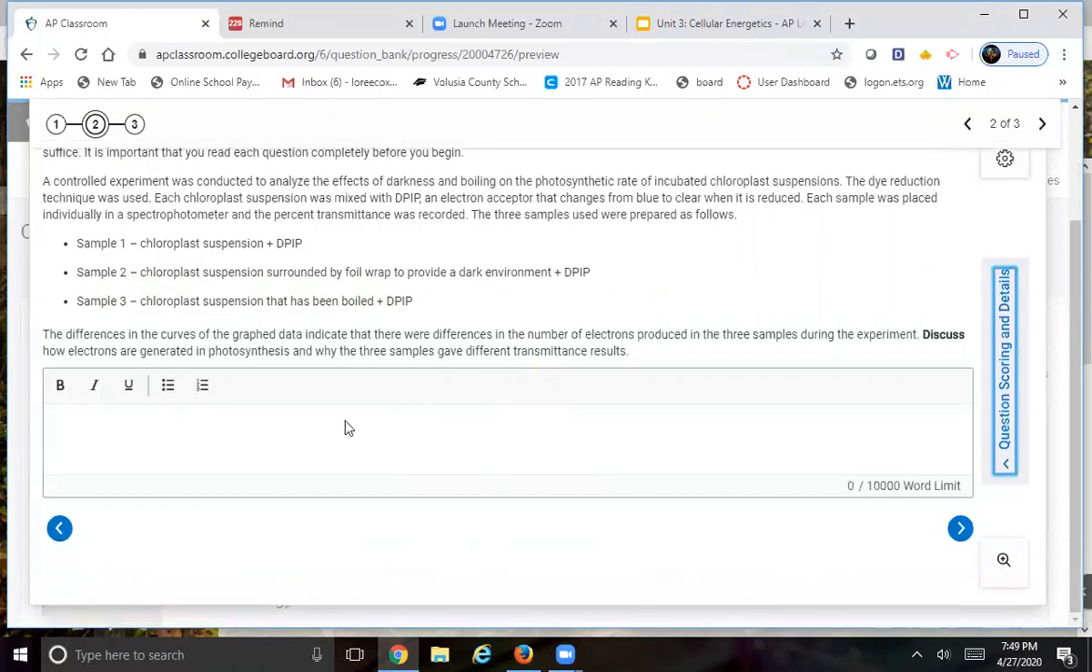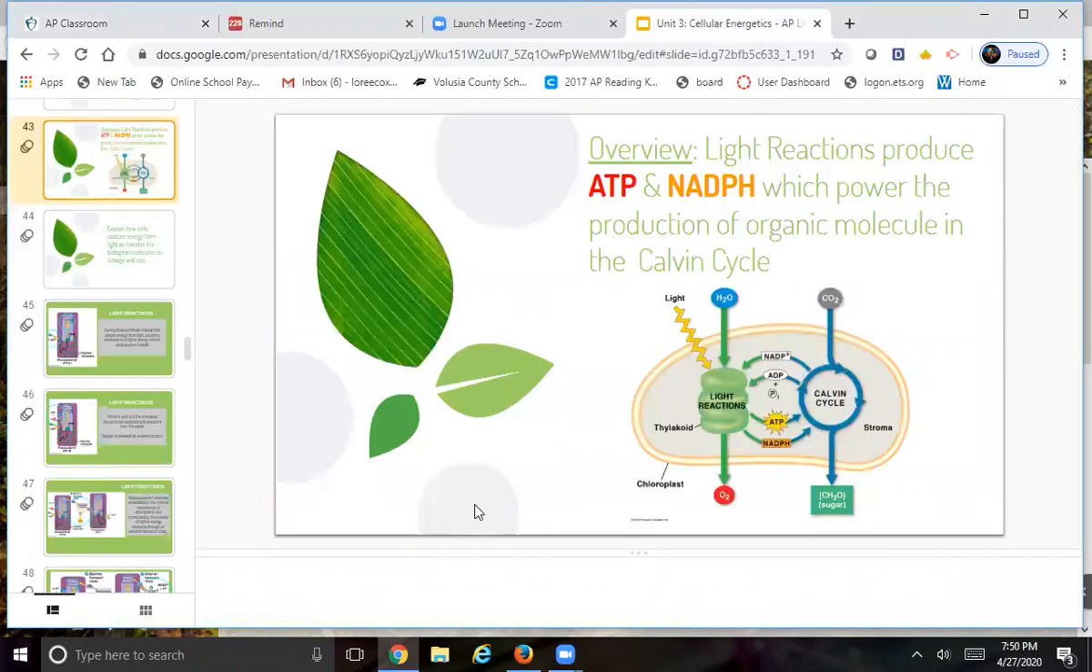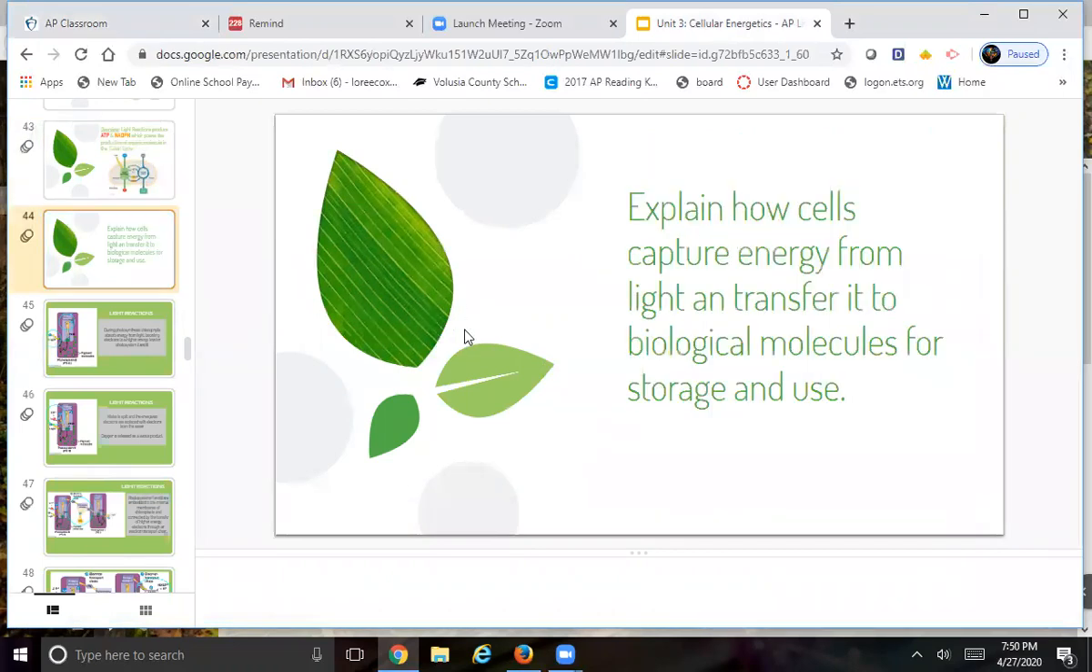The differences in the curves of the graph data indicate that there were differences in the number of electrons produced in the three samples during the experiment. So first of all, it wants you to discuss how electrons are generated in photosynthesis and why the three samples gave different transmittance results. Okay, so first of all, let's take a look over at photosynthesis. So first thing that happens in photosynthesis is we have the light reaction, correct?